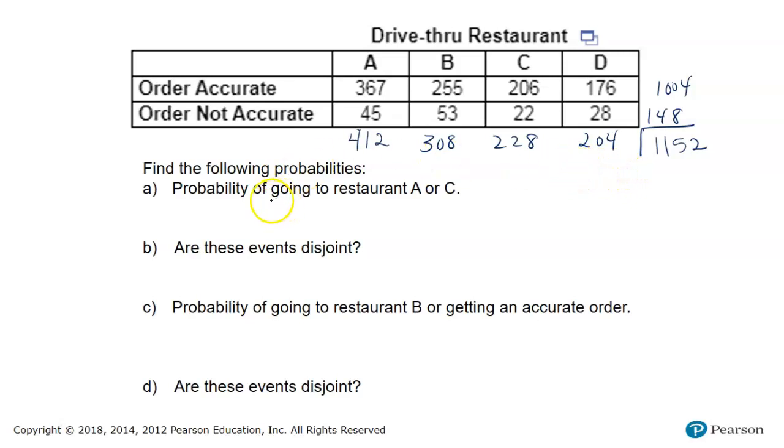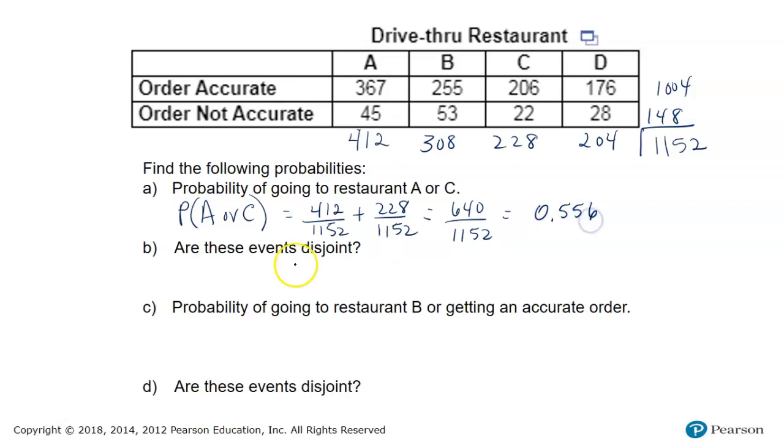1152. So if I want to look at here the probability of going to restaurant A or C. Okay, here's A and here's C. So I'm just going to add those two together. 412 out of 1152 plus 228 out of 1152. And that's going to give me a total of 640 out of 1152 and give that as a decimal answer would be 0.556. As far as are these events disjoint, here's A and here's C. So we have no overlap, so yes, they are disjoint.